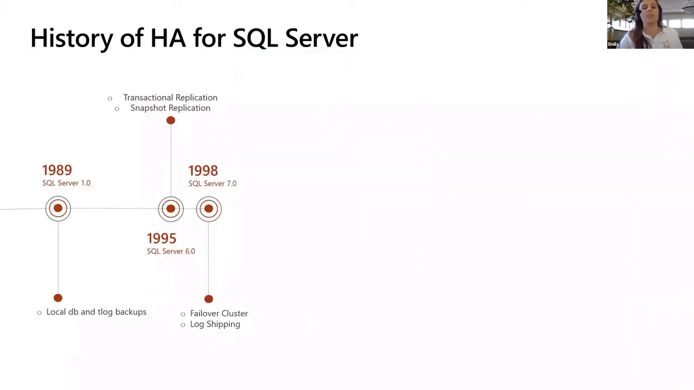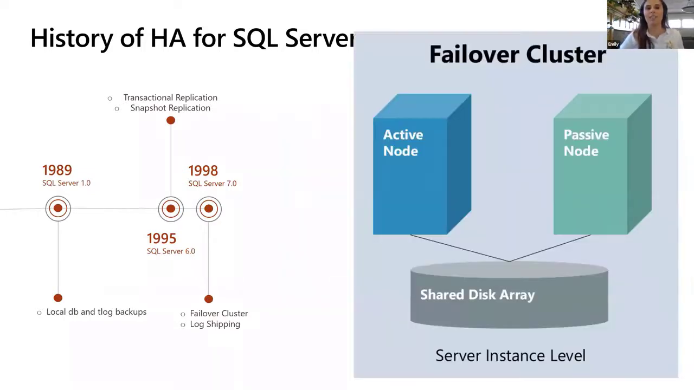Next, in SQL Server 7, which was first introduced in 1998, we have the concept of a failover cluster. Now, what failover clusters did is they leverage Windows failover clustering technology to provide a local high availability solution at the server instance level through failover from one node to another if your current node becomes unavailable. Now, this failover cluster technology was a game changer for two main reasons. The first is this provided an automated way to detect a failover problem.